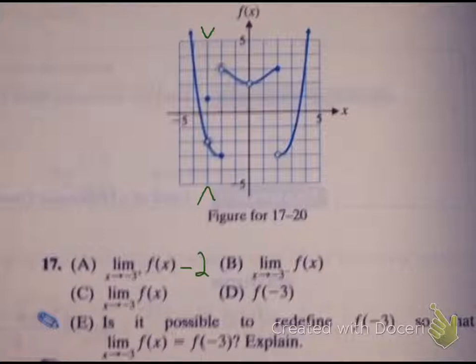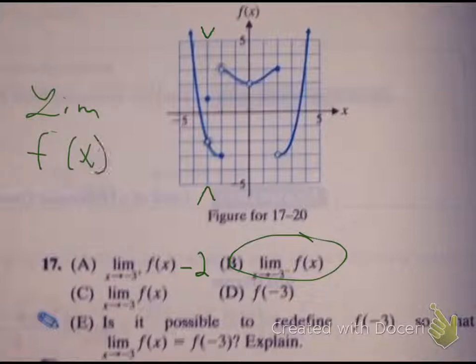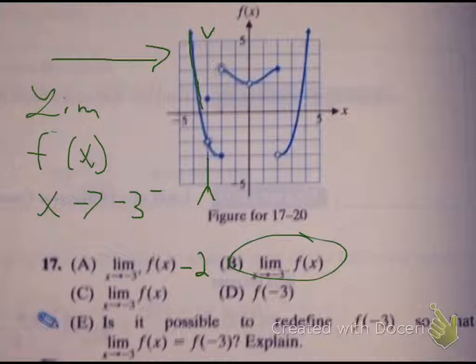Now let's go on to B right here. What is the limit of f of x as x approaches -3 from the left hand side? Well, in this case, I'm going from the left to the right. I'm coming from the left hand side. And so this curve is actually on the left hand side of this point. So I'm going to go this way.